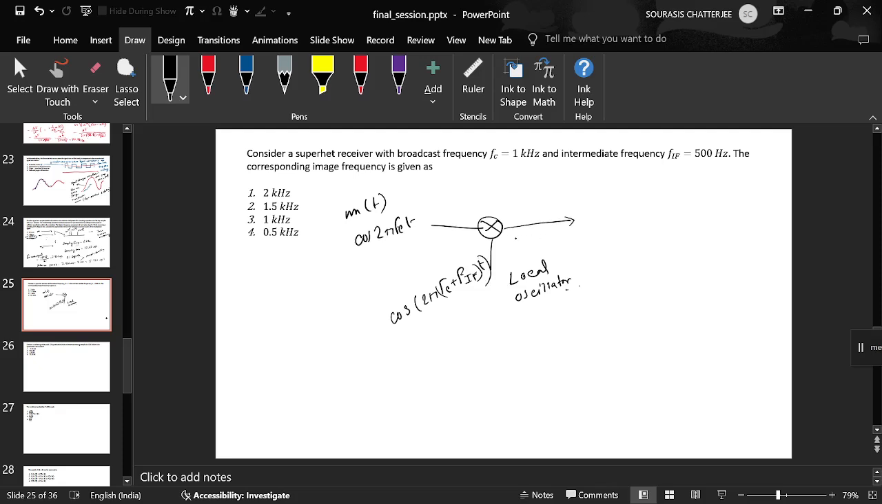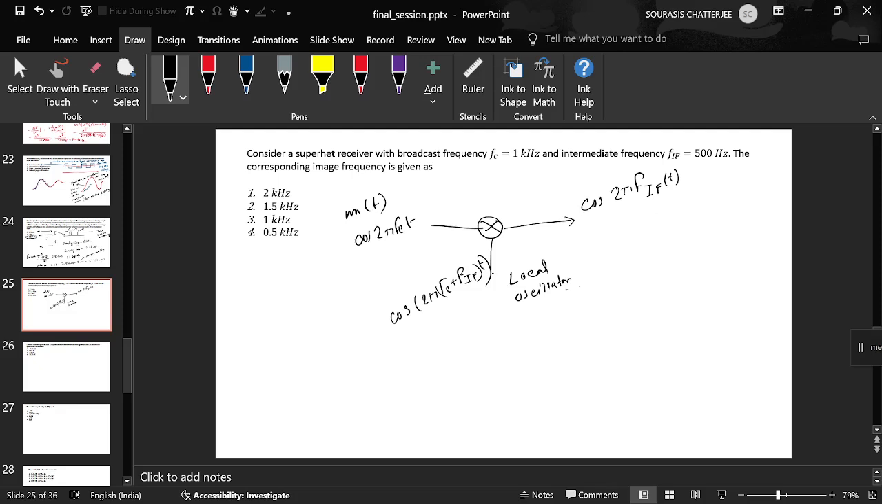So the broadcast frequency is 1 kilohertz, intermediate is 500 hertz, fine. So your local oscillator has a frequency of 1.5, and that is twice the times of, yes, answer is 1. So this would lead to a sinusoid here of frequency 2 pi fIF, intermediate frequency, and we can do the processing here.